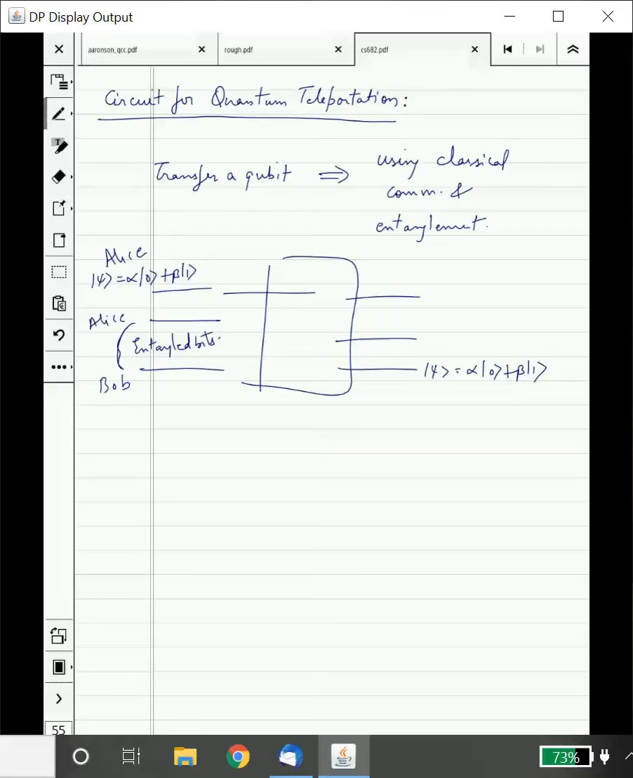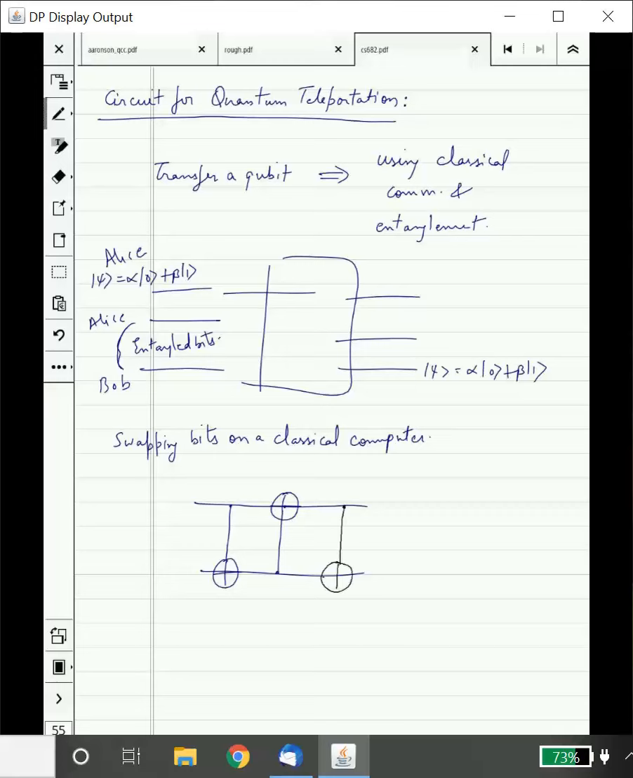This was the task of quantum teleportation, and it seemed similar to swapping bits on a classical computer. This was our target. We also saw a circuit of swapping bits on a classical computer without using temporary registers. This was not difficult. And if there were two states x and y, then we get this on a quantum computer. This was inspired by the way we swap bits on a classical computer.